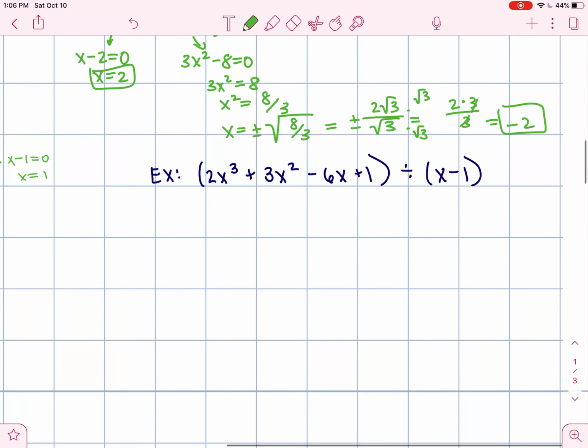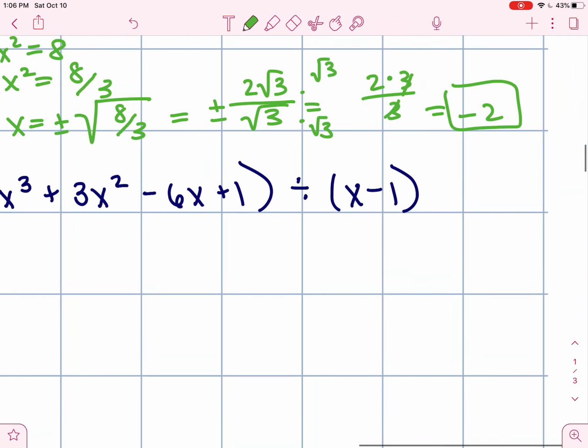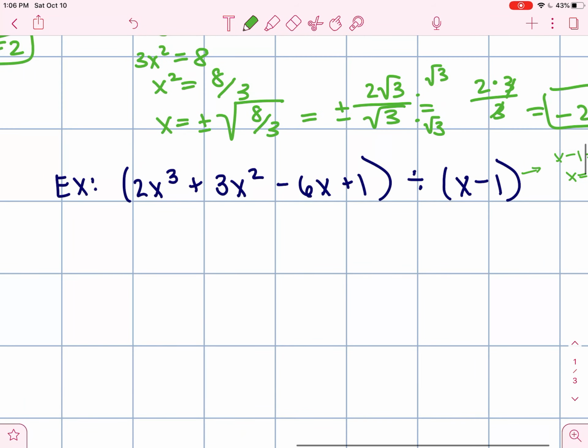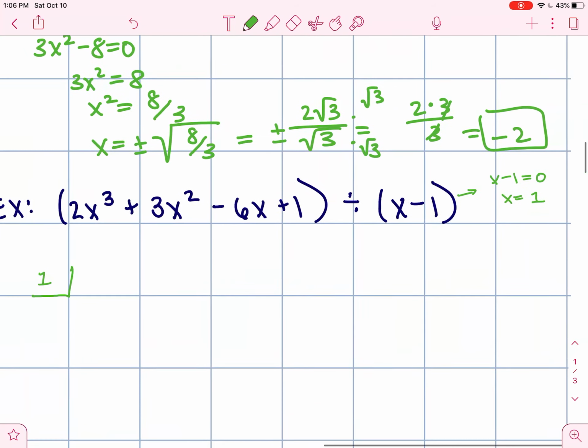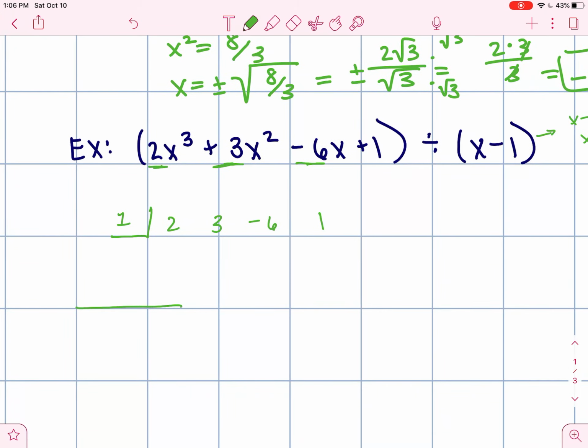So let's move on to this one: 2x cubed plus 3x squared minus 6x plus 1 divided by x minus 1. Let's start off with this first. Again, x minus 1 is equal to 0, so x is equal to 1. And then we put our 1 in the box up here and list out our coefficients: 2, positive 3, negative 6, and 1. And we draw our bar down here.